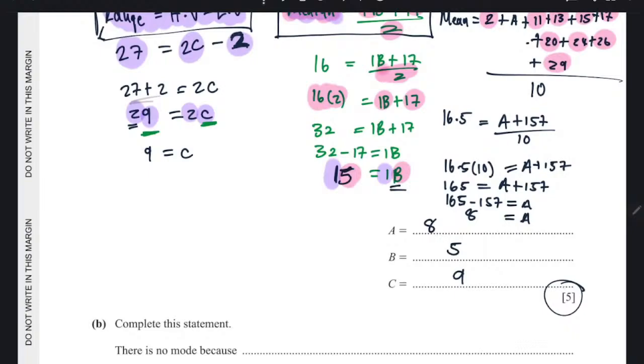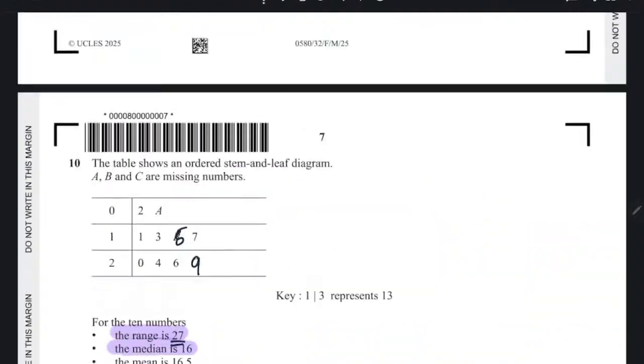There is no mode because all values appear only once. Mode is the number which appears the most.